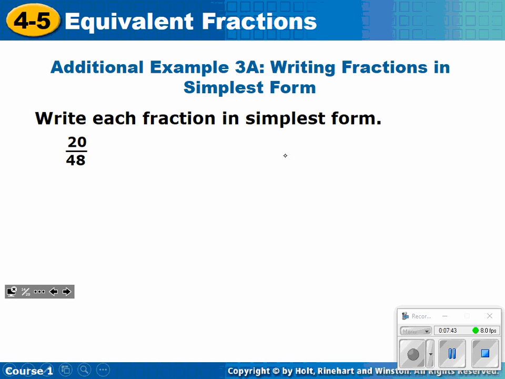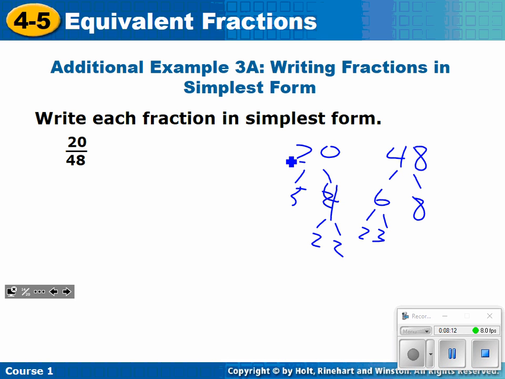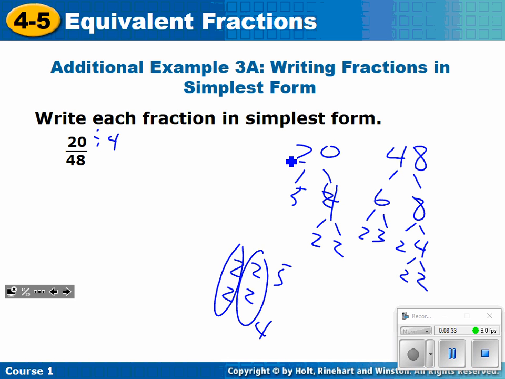What else are we going to do? Oh, you have to write each fraction in simplest form. Now, here's the deal. You're going to want to find the greatest common factor for 20 and 48. So if I were you, I would do this. I'd go 20, which is 5 and 4, and then we got 2 and 2. And then we got 48, 6 and 8, 2 and 3, 2 and 4, 2 and 2. And I would go 2, 2, and I can see there's nothing else that's going to line up. So my greatest common factor is going to be 4. So I would divide this by 4. Divide by 4, and I end up with 5 over 12.